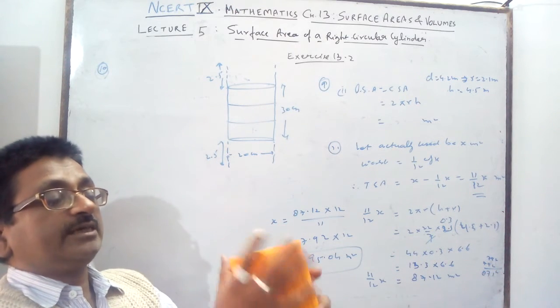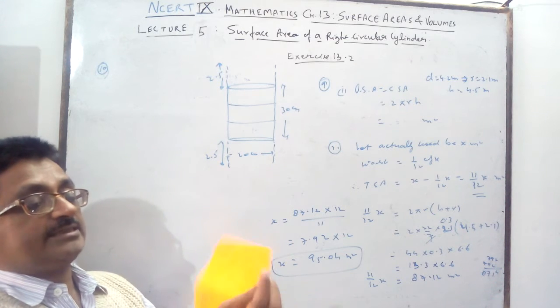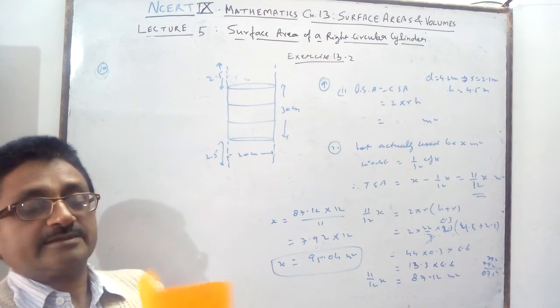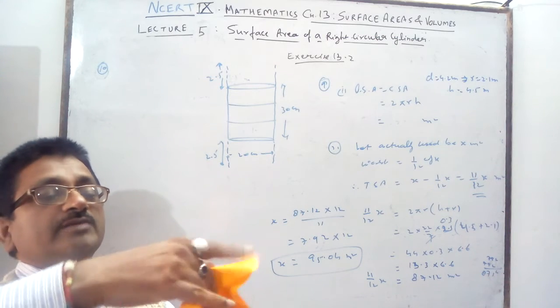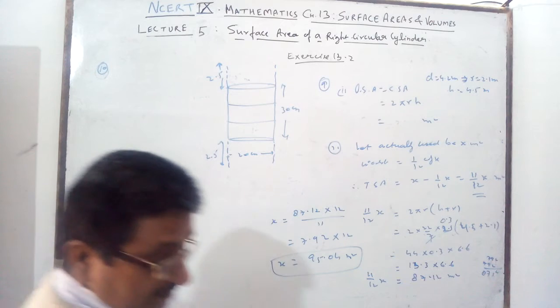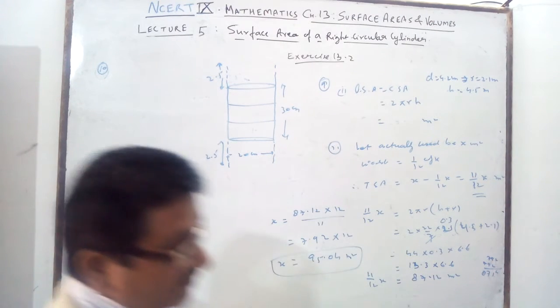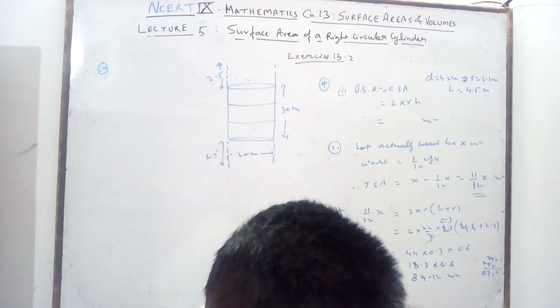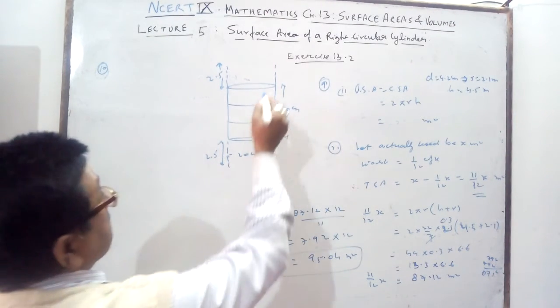Suppose it is a paper, a cylinder, and you want to fold it. You can fold it inside like this. So here it is a decorative piece which is folded on both sides. Then find how much cloth is required for covering the lampshade. What is the height?